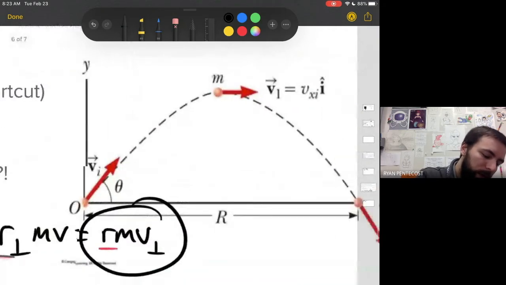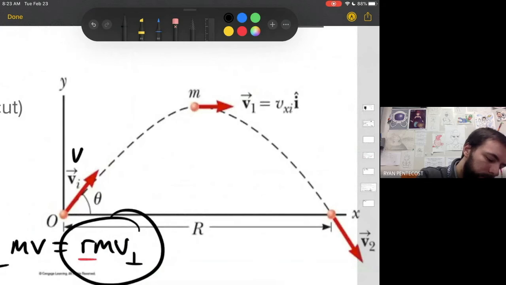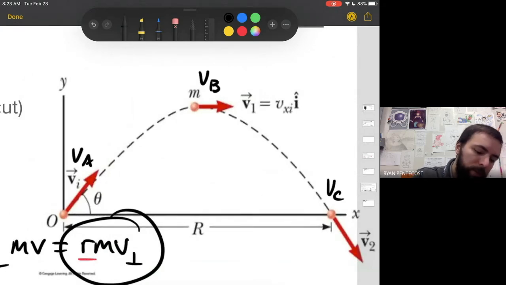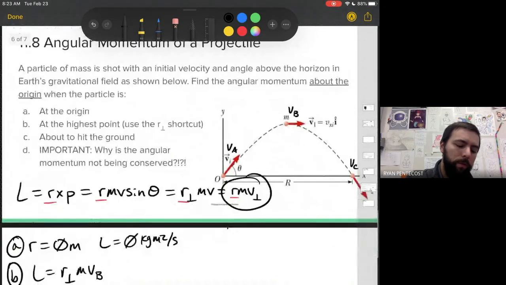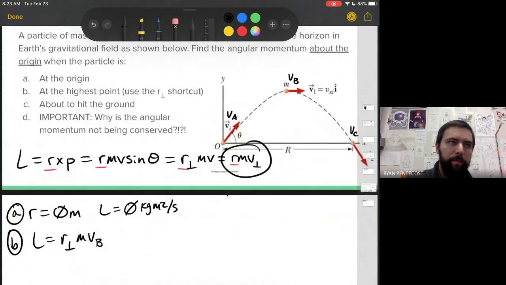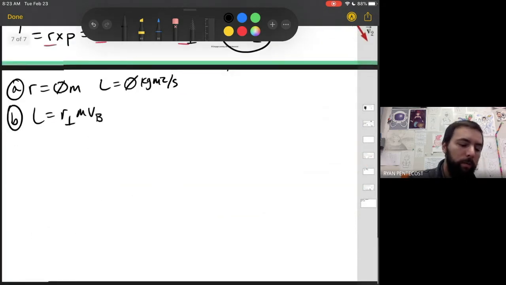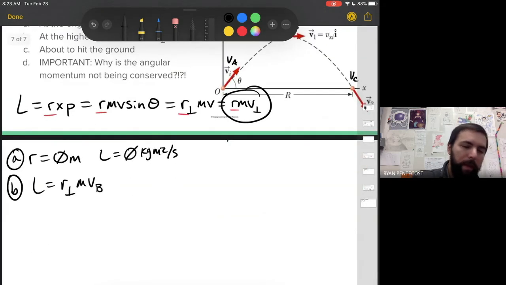I said that we've got VA, VB, and VC, because the VI, V1, and V2, that mixes two nomenclatures, I guess. It mixes two ways of explaining it. So you've got VI and VF, but then you also have V1 and V2, getting kind of complicated. So I'm going to call it V1, A, B, and C.